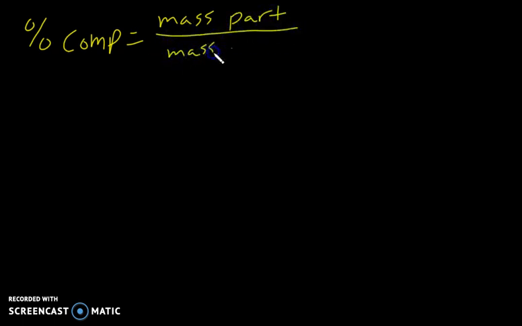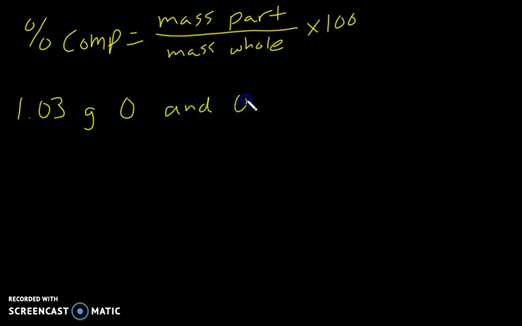For the second type, we're still going to use the same formula that we had on the previous screen: the percent composition is mass of the part over mass of the whole times 100. But this time they're going to give you some numbers in the problem. Let's say that we have a problem that says we have 1.03 grams of oxygen and 0.77 grams of carbon in our compound, and now it wants us to find what the percent composition of each of those things in our compound is.